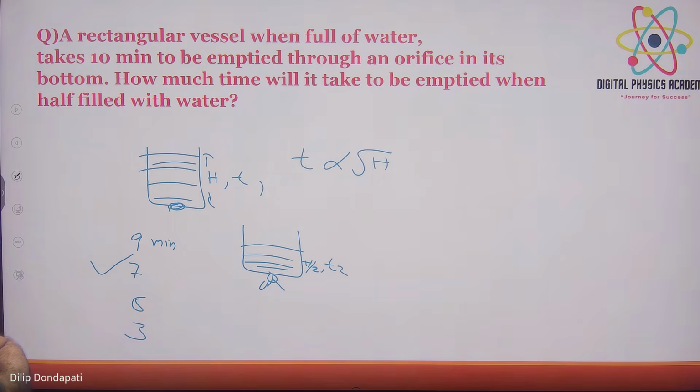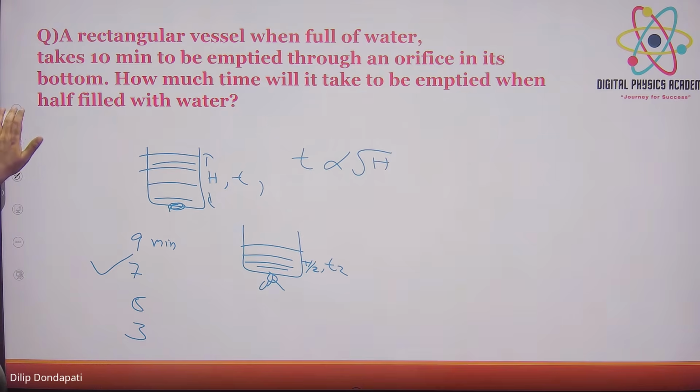So using t is proportional to root h, t2 by t1 is equal to under root h1 by h2 will be the formula. Okay, did you get it, Krishna? Sir, 1 minute. Yes, sir, 7 minutes is the answer.